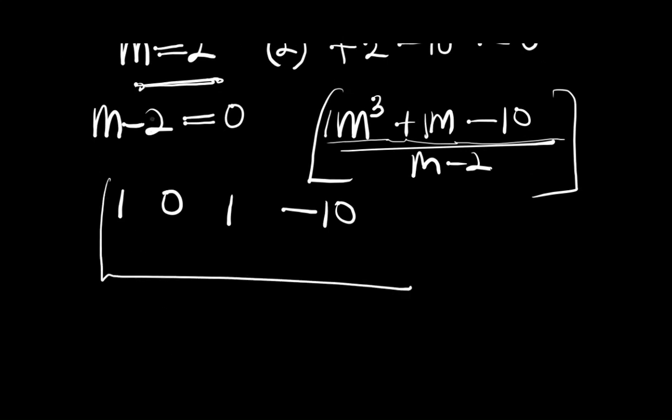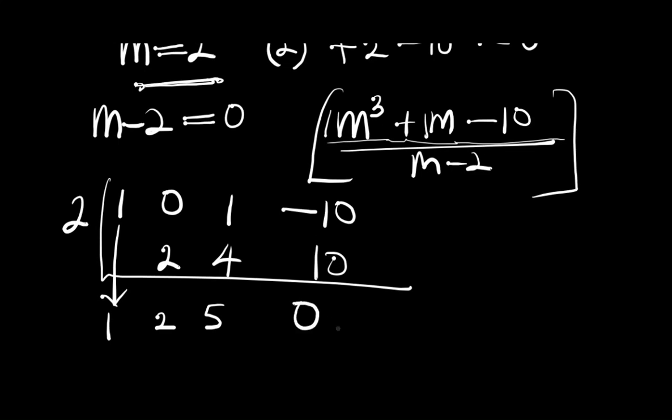Then here we have m minus 2 equals 0, so from here we have m equals 2. We bring down this 1. 2 times 1, we have 2. 0 plus 2, we have 2. Then 2 times 2, we have 4. 1 plus 4, we have 5. 2 times 5, we have 10. Negative 10 plus 10, we have 0. So if you divide these two polynomials, you are going to have m power 2 plus 2m plus 5.